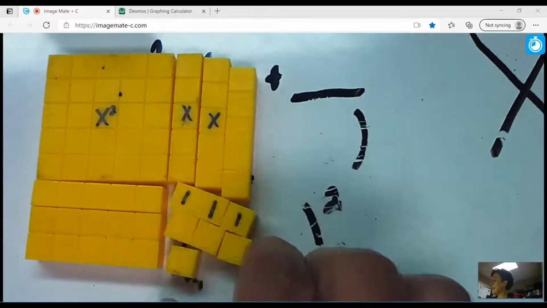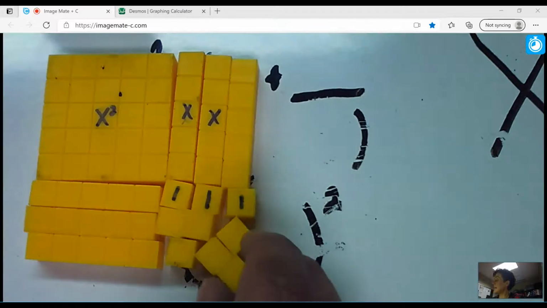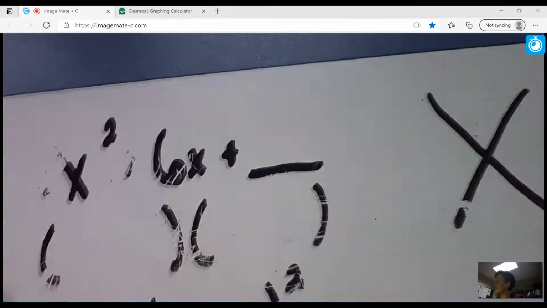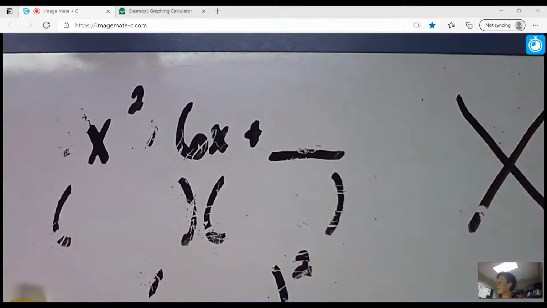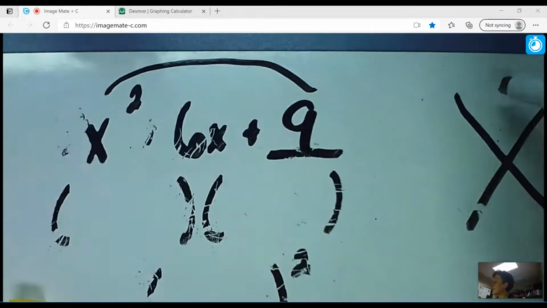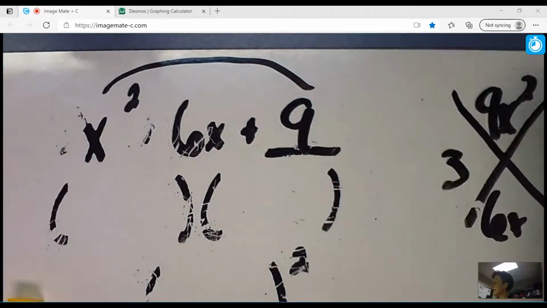And hopefully you can see that by now because it's taking a long time to do. But imagine I need 9 of them, okay? So that's the number that's going to be going here. And now if I ask you to find factors of 9 that get you to 6, that would be 3 and 3.